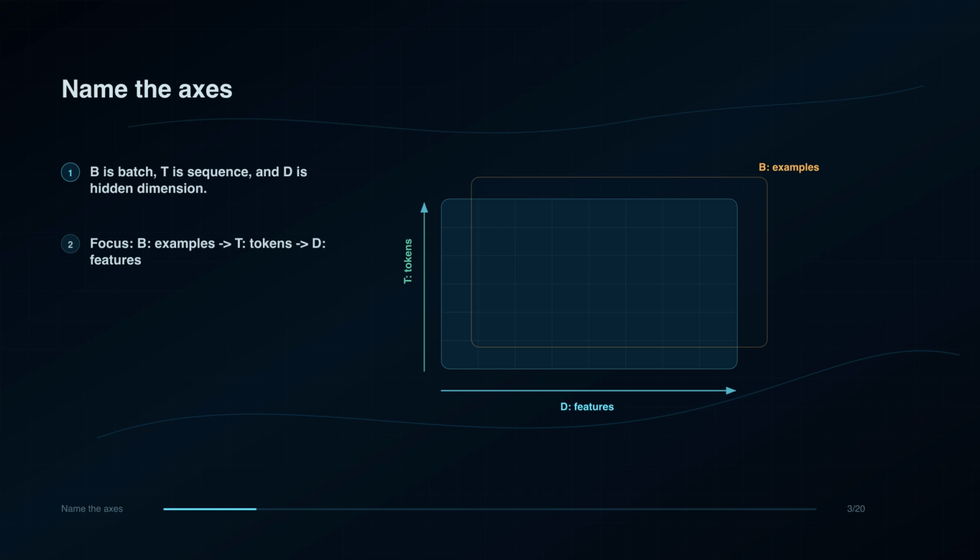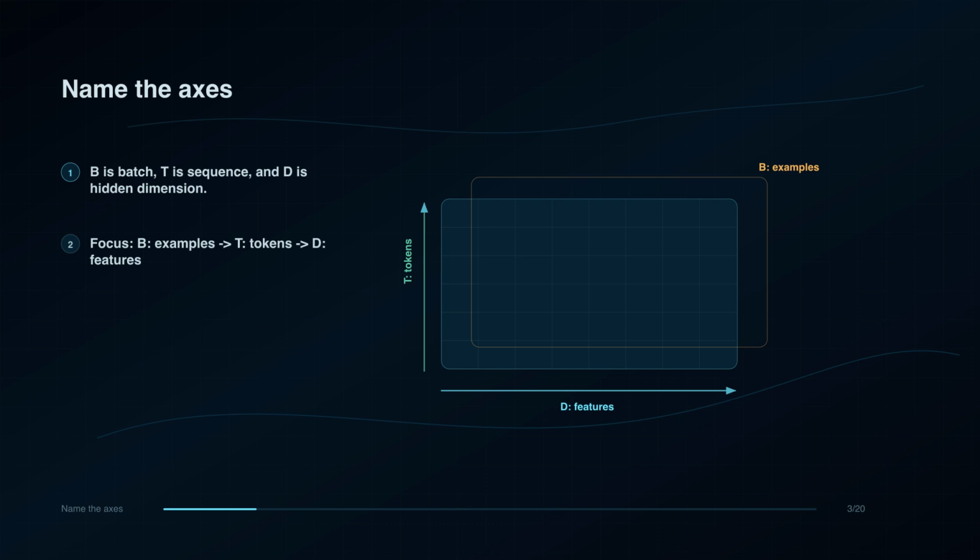A tensor with shape B by T by D can be imagined as B tables, each with T rows and D columns. The names matter more than the letters. Whenever you see a shape, ask what each axis means rather than memorizing a sequence of numbers.